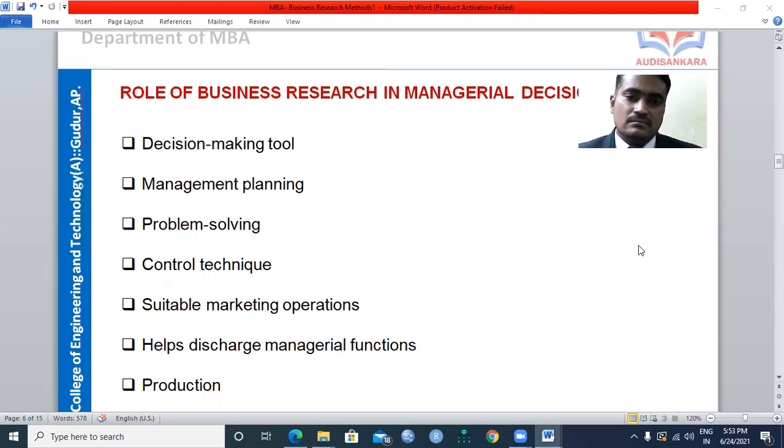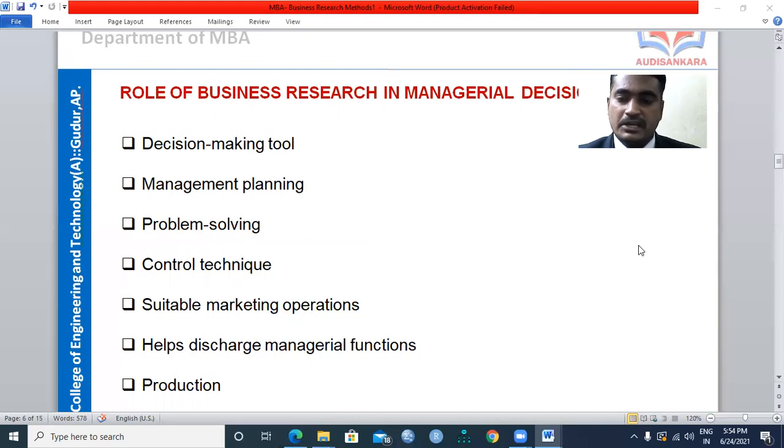As we know, business research will facilitate coming up with the best possible decision making in a particular area. As we know, research starts with a broad problem identification and ends with the best decision making. So what is the role of business research in managerial decisions? First and foremost, a decision making tool. Business research is helpful for taking an effective decision in any domain.